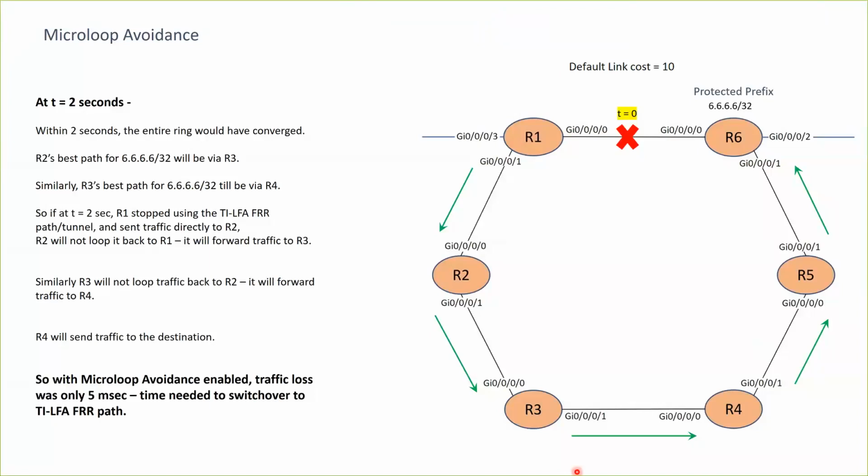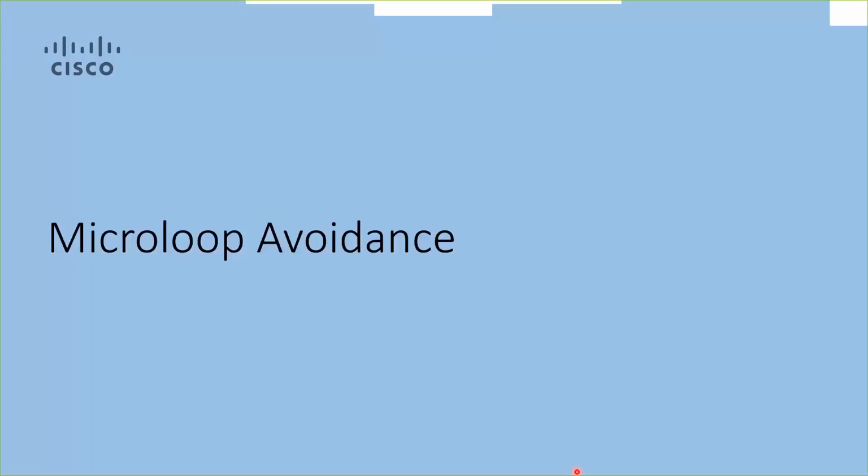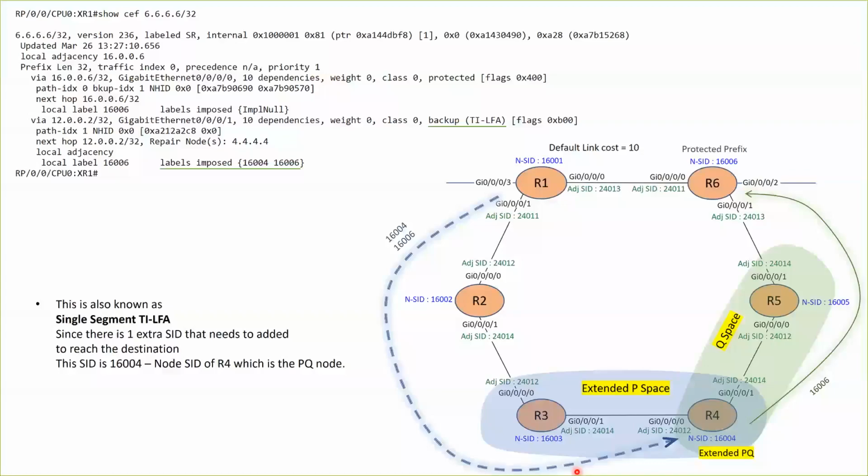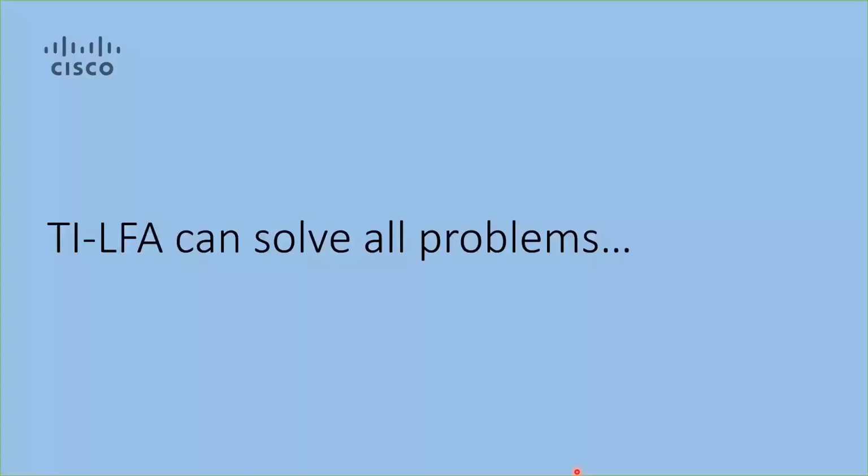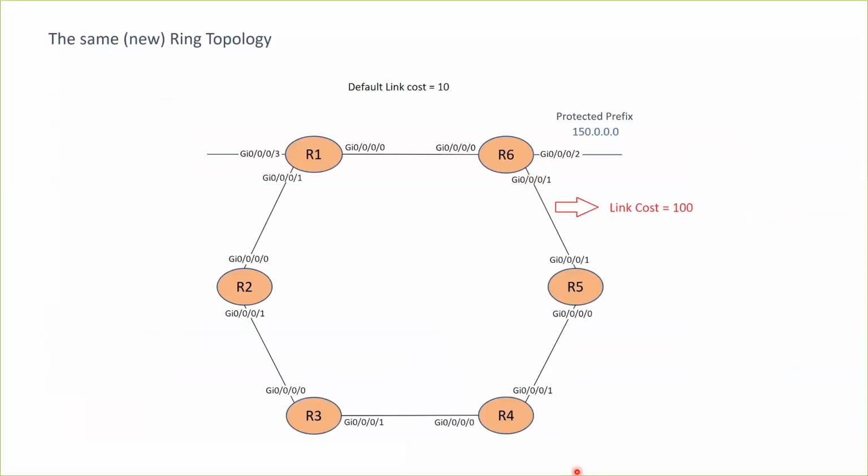In RLFA, you showed one case where only P space is there and Q is not there. Correct. How will it work for TI-LFA? At TI-LFA, okay, we'll go back. Okay, in this case, you tell me what TI-LFA should do. Because here there is no Q. Fine, that's fine.